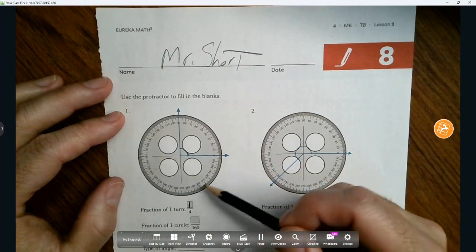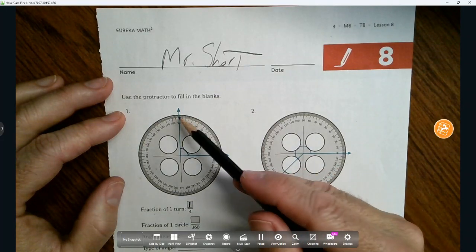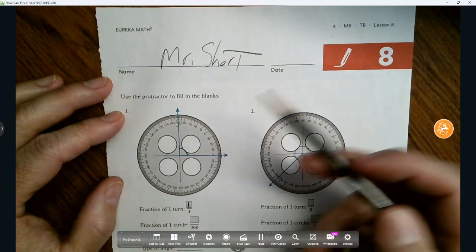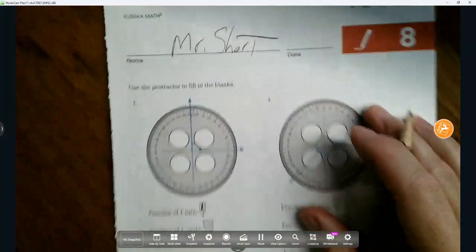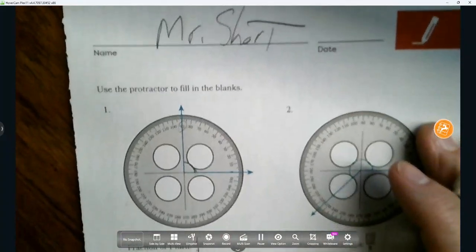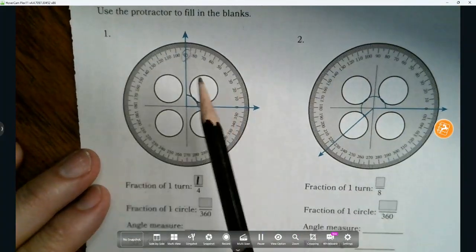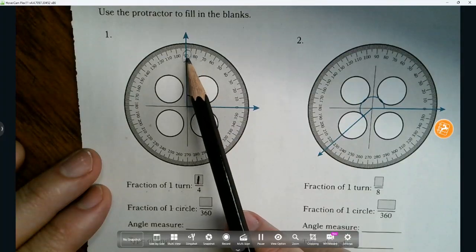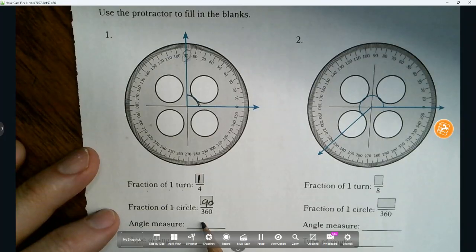Now it wants to know fraction of one circle over 360 degrees. So all the way around is 360. So we start at 0, we go to this line and we stop. So look at the number right here, and that'll tell you. I know it's hard to see from where you're at. Oh, you can kind of see that. That line stops right there. We have 80, 90, 100. So we're on 90. So that is 90 out of 360, right? The angle measure is 90 degrees.